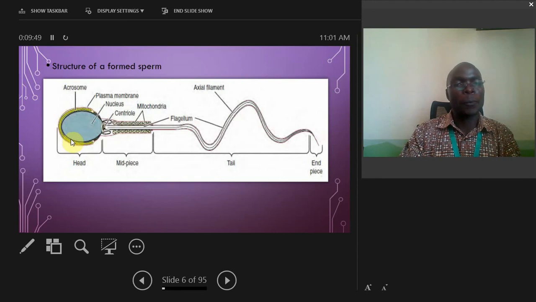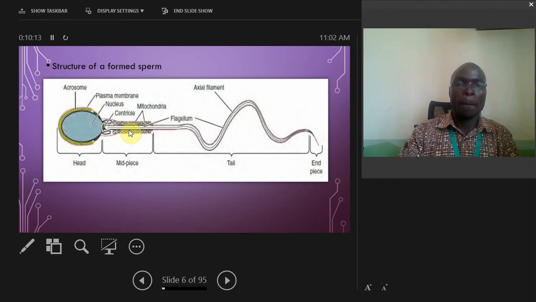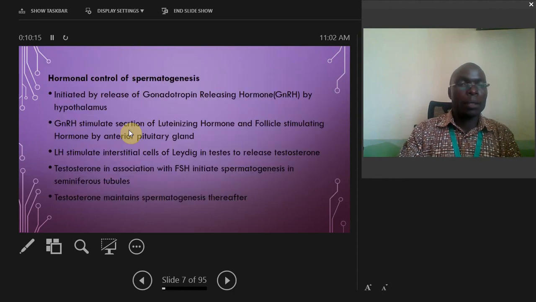Within the mid piece, we have a lot of mitochondria, which is an energy store to facilitate the movement of the sperm cell through the uterine tubes in order to fertilize an ovum. Okay, that's the basic structure of a sperm cell.